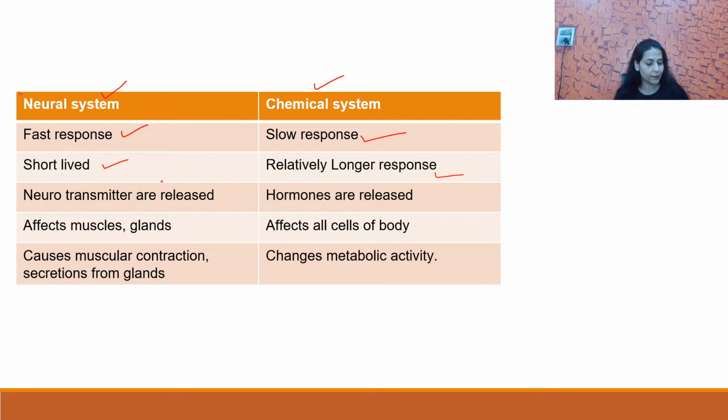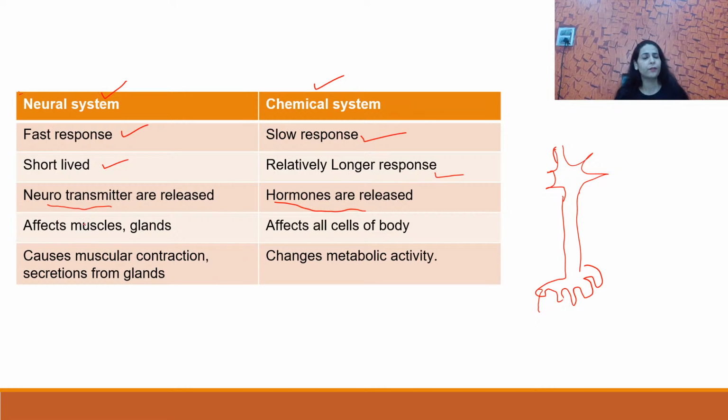In case of the neural system, the neurotransmitters are released, right? So you know that this is how the neuron looks like, and at the base of the neuron there are axons, and from the axons the neurotransmitter comes out, right? So neurotransmitters are released. On the contrary, in case of the endocrine system, hormones are released.